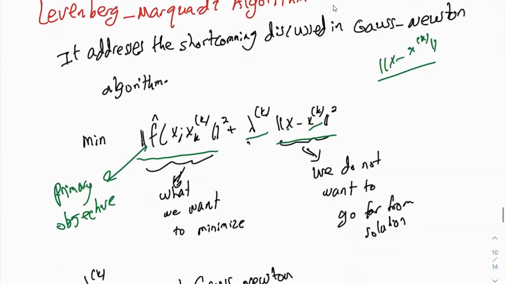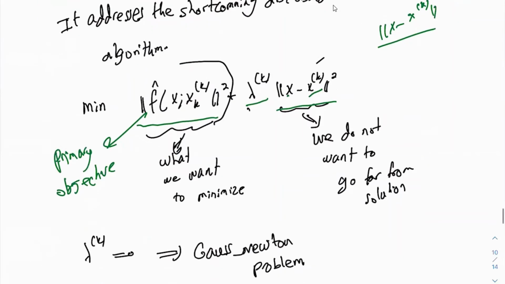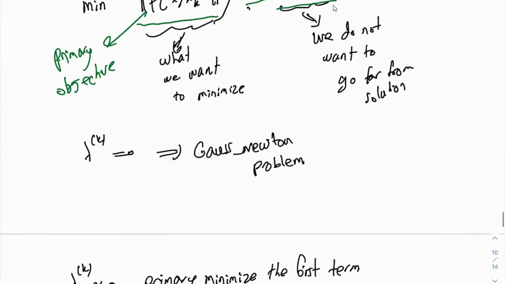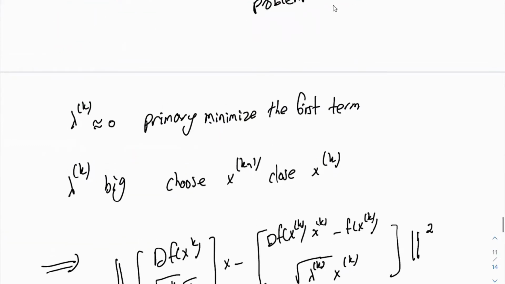If lambda is 0, actually this term doesn't exist. But if lambda is small, we are primarily minimizing this term. Then we are letting the norm of x minus x of k still be very big. We are letting this happen. So this is an issue. This is still an issue, right?